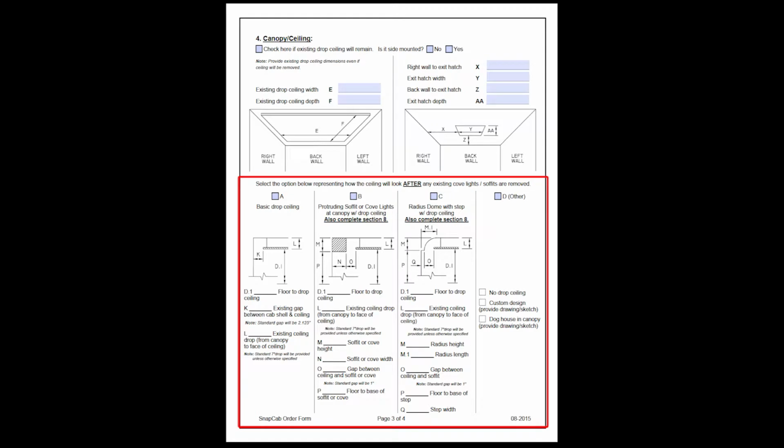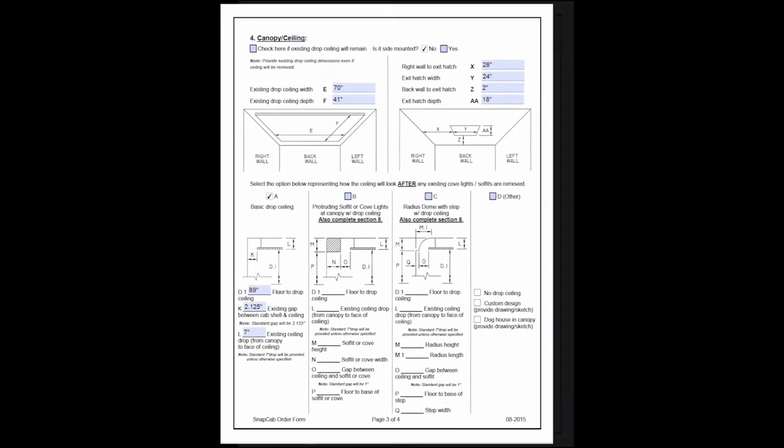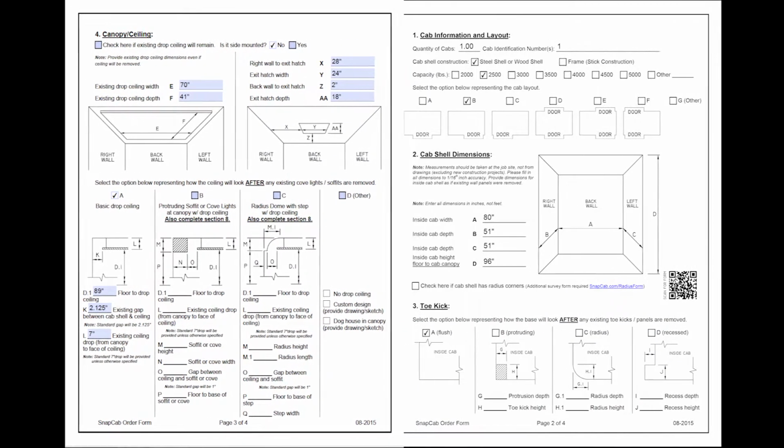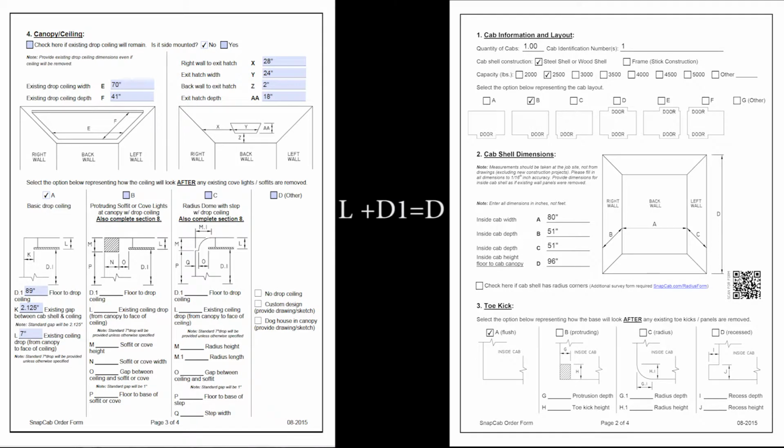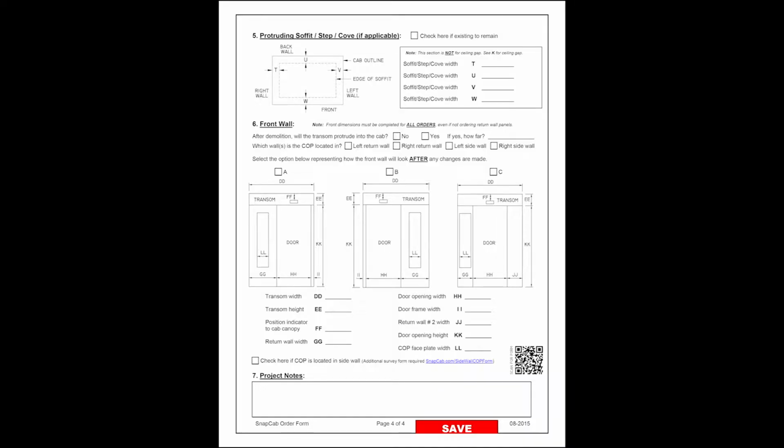Select the option that represents how the canopy will look after any existing cove lights or soffits are removed. If your ceiling arrangement is not shown, draw and dimension the ceiling under option D. When completing the D.1 dimension, ensure that the L plus D1 dimension equals the D dimension provided on page 2 of the form. Page 4.